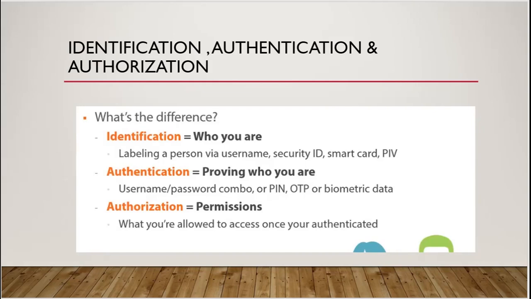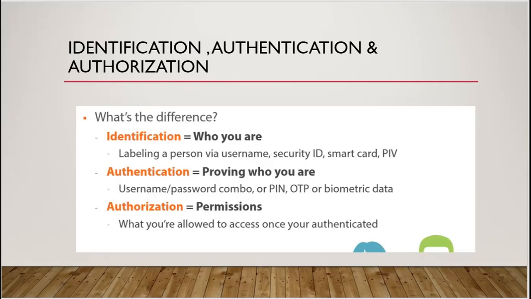So let's start with access control. Now, under access control, there are three things that we deal with. We deal with identification. With identification, we want to know who you are. So under identification, that's where you have things like your username, your security ID, your smart card, and anything else that just says, who am I? This does not give you access into the system or into the premises, but it allows us to know that you are this person or this user.